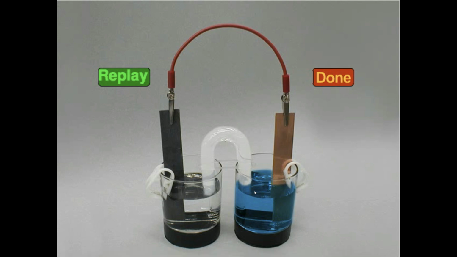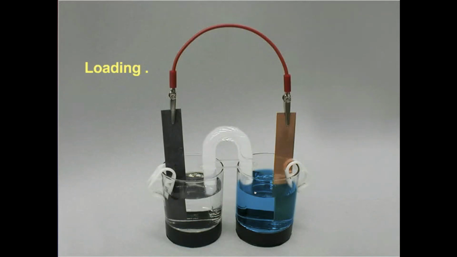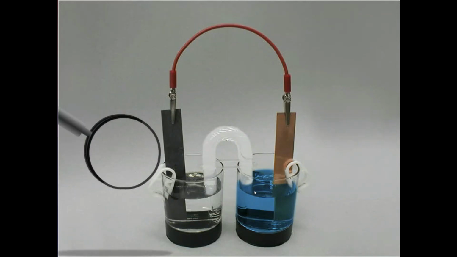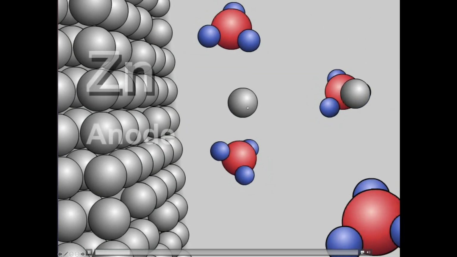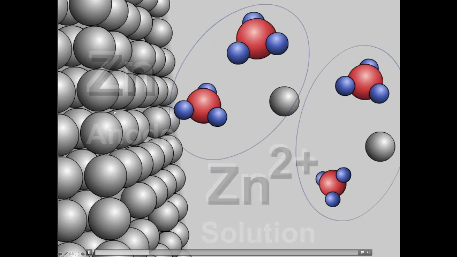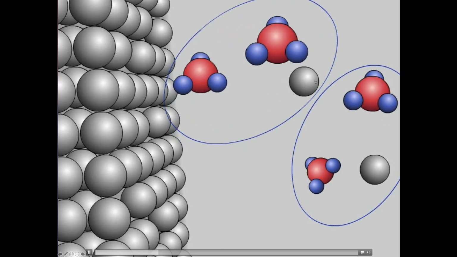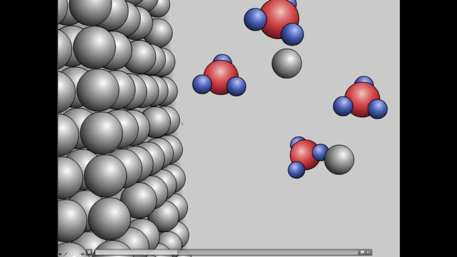So I'm going to take you on a journey one part at a time to show you what's going on. We'll start at the anode. Electrons are lost there. So let's zoom in and see what's going on. Here we have zinc ions and nitrate ions. We have zinc nitrate. We have the zinc anode. Zinc nitrate is Zn(NO3)2. That's why there's two nitrate ions floating around.